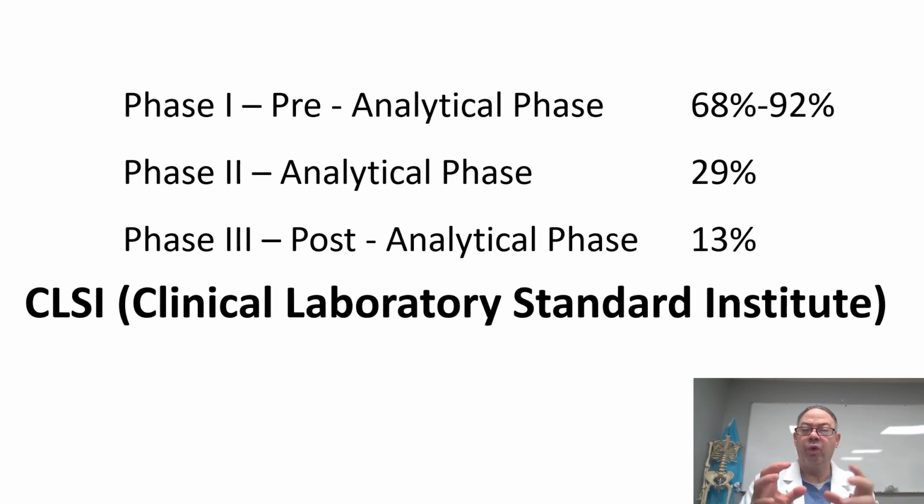So, nosotros, en la parte preanalítica, cuando al doctor le llega la sangre, ya viene con un 68 a un 92% de errores preanalíticos. Es decir, que el resultado no es lo que tú tienes. Cuando llega este tubo a la parte analítica, a la parte donde se examina, también hay un 29% de errores. Y el que la va a reportar, el que va a copiar los resultados para ponerlo al otro lado, ya viene con un 13% de error.